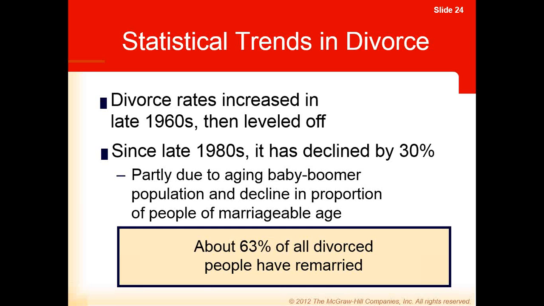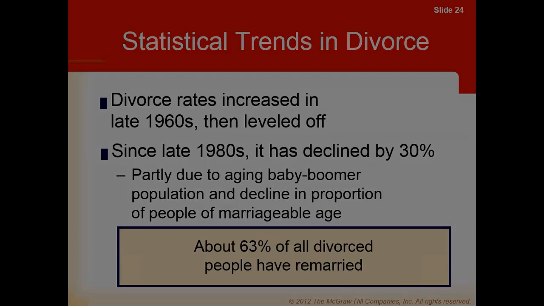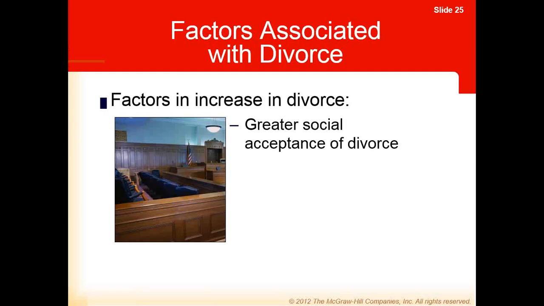Here's another statistic for you. 63% of all divorced people have remarried. This is why we talk about serial monogamy, because we tend to go from monogamous relationship to monogamous relationship in U.S. society. I mentioned that there's less stigma associated with divorce now. There's greater social acceptance of it. In the 1940s, especially if you were a woman, being divorced almost meant you became a social pariah. That is no longer true.